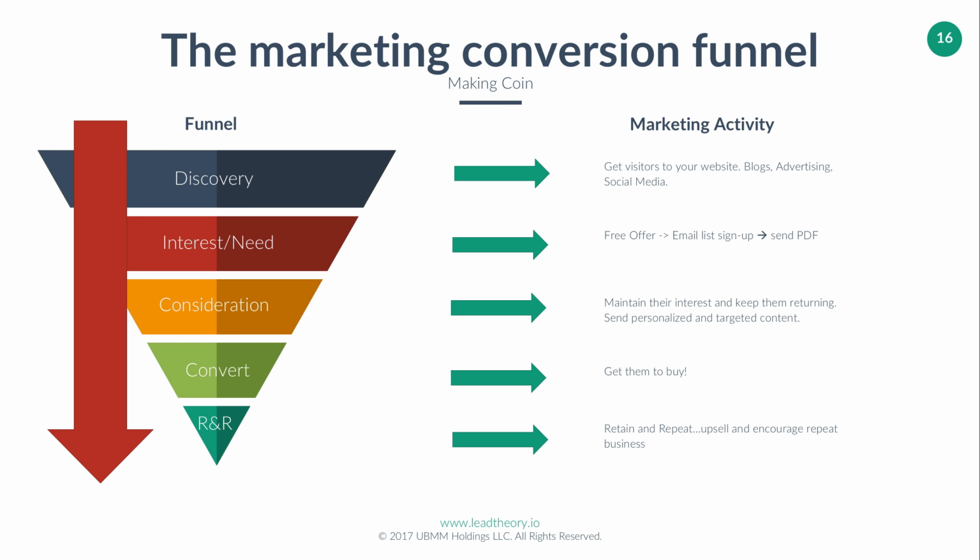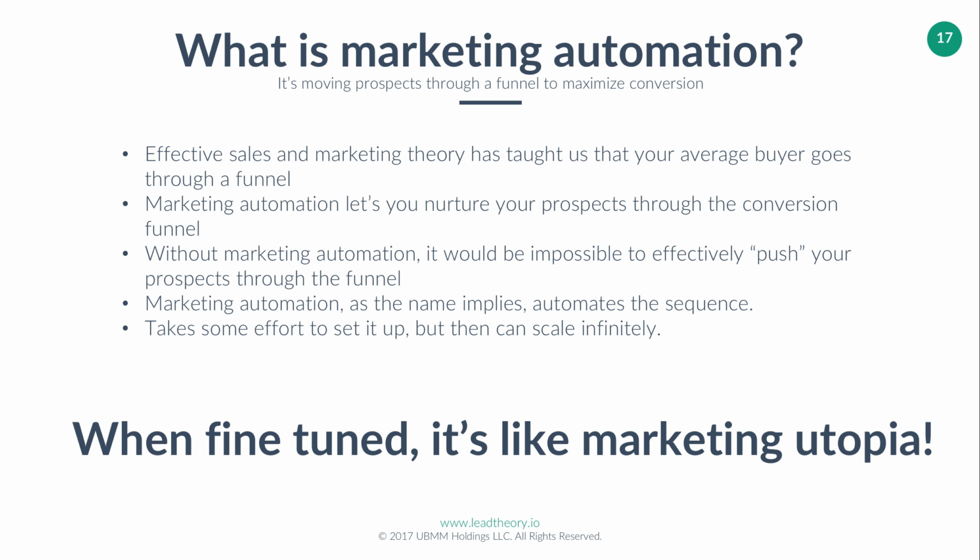And that's fundamentally what marketing automation does, is allow you to build a funnel like this and then put it on autopilot and just have people come in from the top of the funnel and slowly be nurtured all the way through to the bottom of the funnel. Without marketing automation, it would be impossible to really effectively push your prospects through the funnel. You'd have to do each one manually and individually. So marketing automation, as the name implies, automates that sequence.